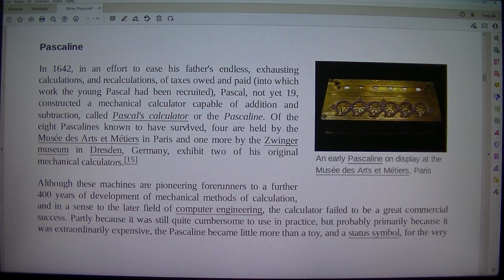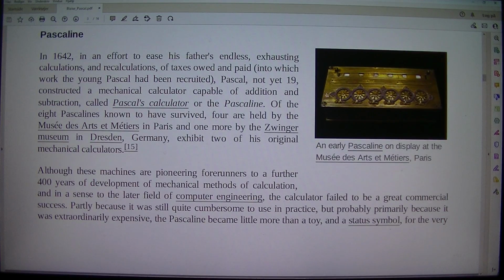Pascaline. An early Pascaline on display at the Musée des Arts et Métiers, Paris. In 1642, in an effort to ease his father's endless, exhausting calculations, and recalculations, of taxes owed and paid, into which work the young Pascal had been recruited, Pascal, not yet 19, constructed a mechanical calculator capable of addition and subtraction, called Pascal's calculator or the Pascaline.